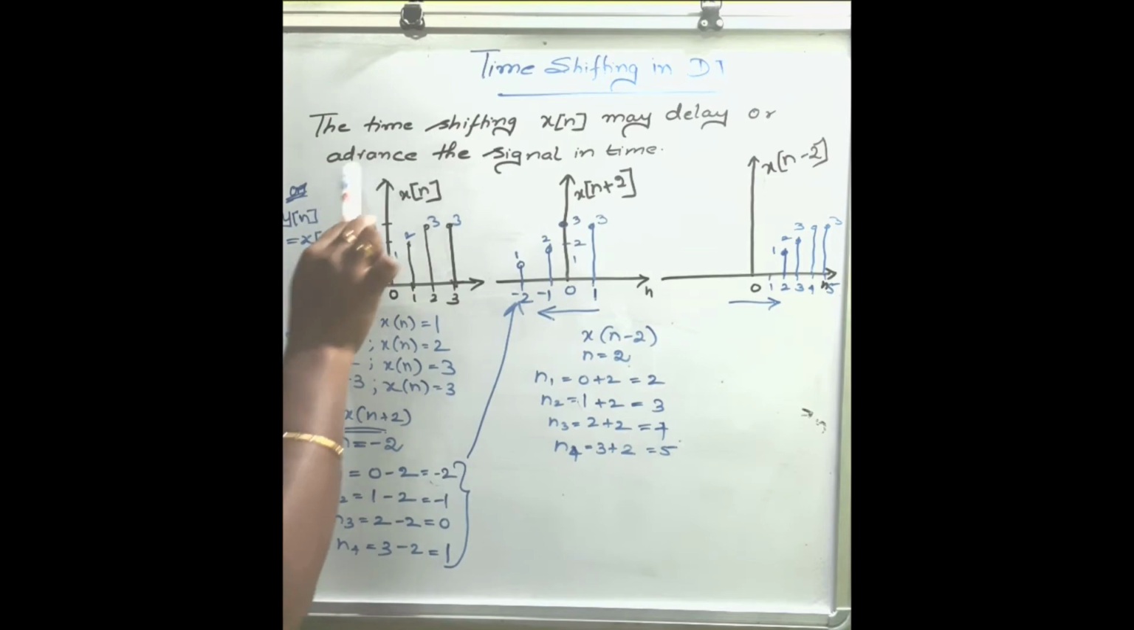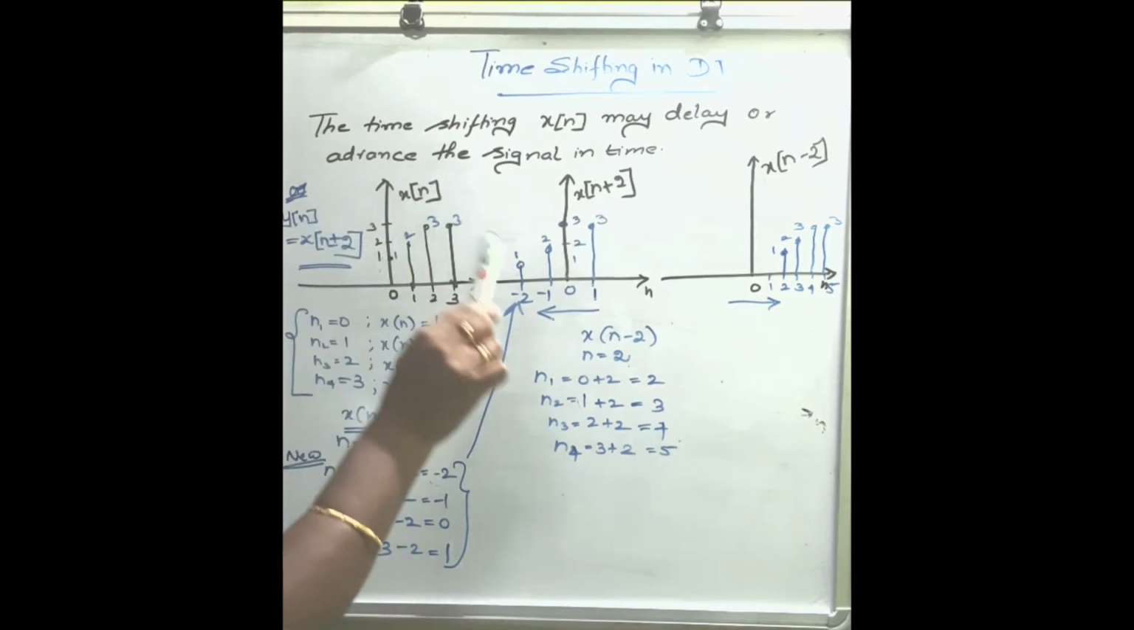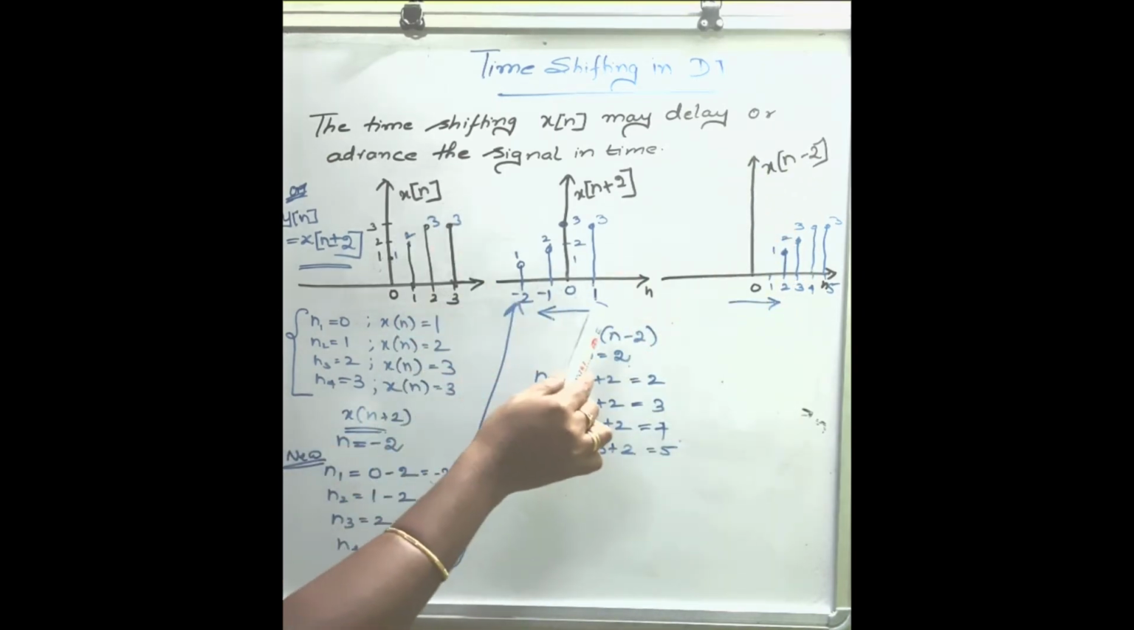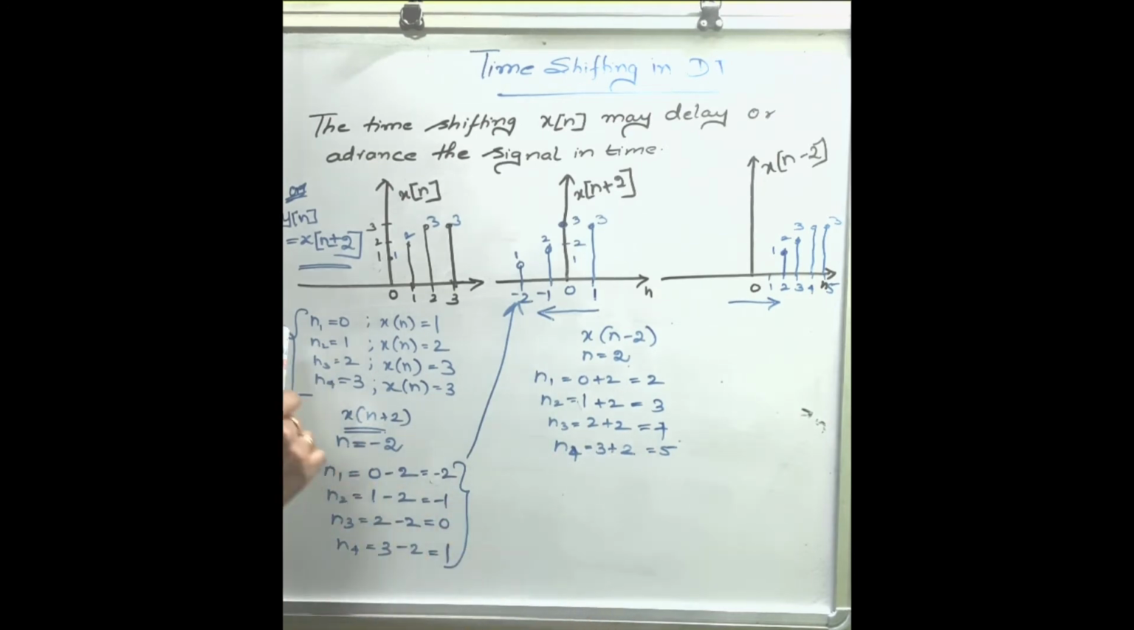I'll just repeat. This is the original signal x of n. You are asked to shift it by n plus 2 or n minus 2. When the problem is simple, you can directly draw it. But when you have complicated problems, first write the values of n: n1, n2, n3, n4, and accordingly write the amplitudes. Once the values of n and the amplitudes are written, start finding the new n. So the new n for case 1 will be the initial one minus 2: 0 minus 2, 1 minus 2, 2 minus 2, and you get the new set of n's. You write that and draw the amplitude accordingly.